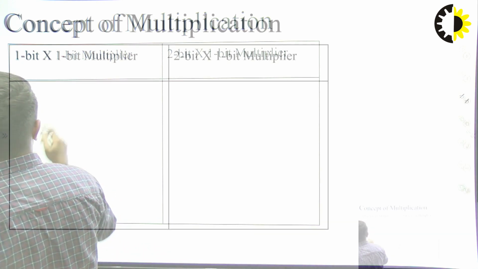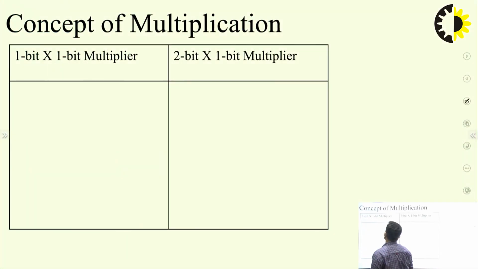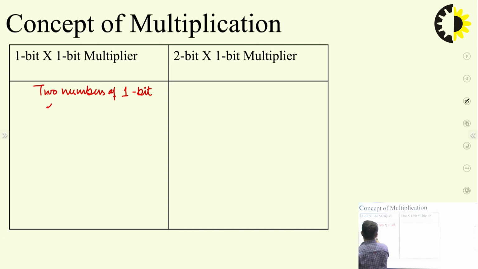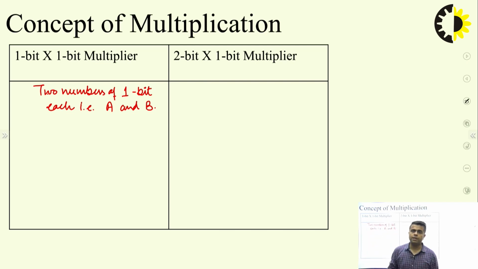1 bit by 1 bit multiplication, or designing a 1 bit by 1 bit multiplier, that means we are provided with two numbers of 1 bit each. Let's suppose these numbers are A and B. So we need to multiply these, and this multiplication is arithmetic multiplication.